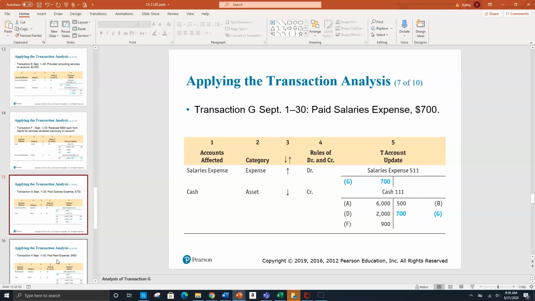Okay, transaction G, paid salaries expense. Most important transaction you do, pay your employees, $700. So the accounts affected are salaries expense and cash. Category, it's an expense account and an asset. We're increasing our expense, decreasing our cash. The rules, to increase an expense, we debit it. To decrease cash or an asset, we credit it. And we complete our T accounts appropriately.